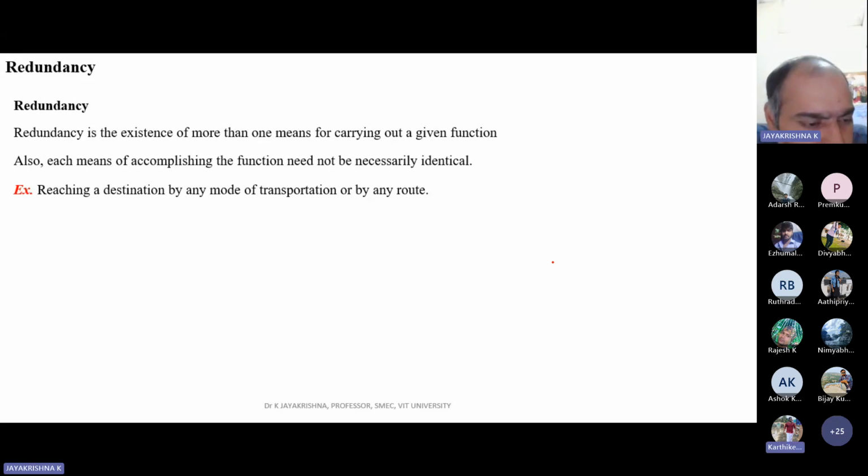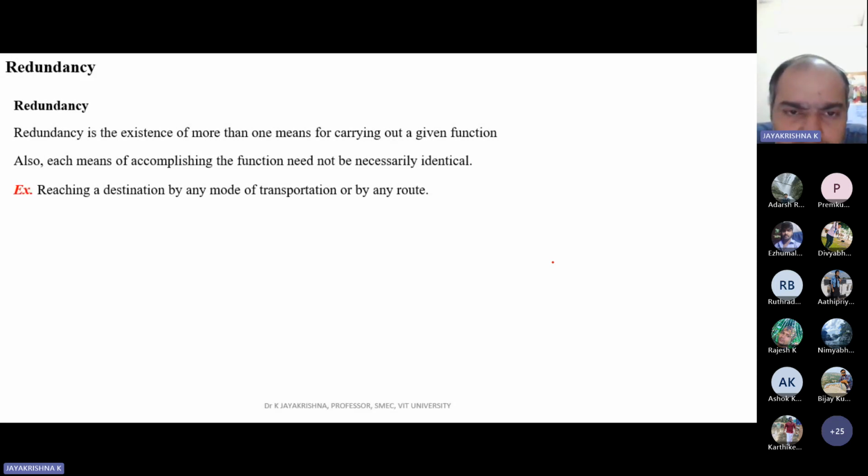The destination is one. Same only, sir. Okay, in our case, the destination is Krishnagiri, but to reach Krishnagiri, there are two different routes. So whenever there is a possibility of reaching a solution, or addressing a problem in more than one way, we call that redundancy.